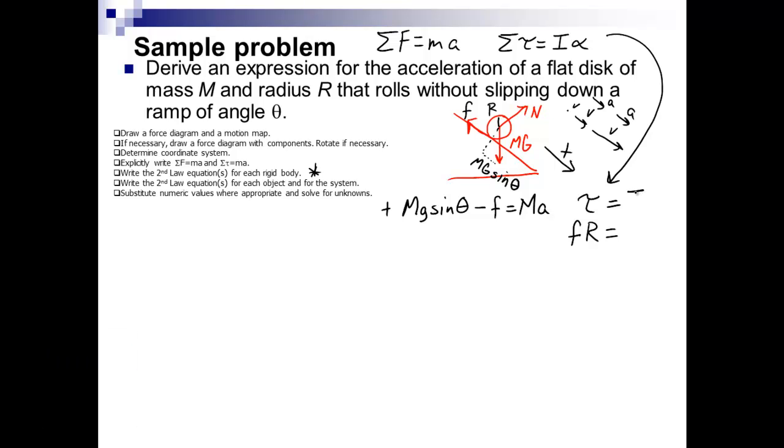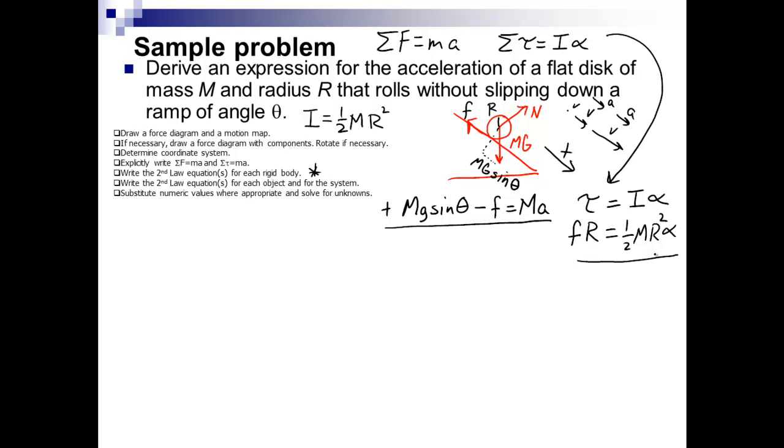So that should be I alpha. In this case, we know that because we've got a disk, I is equal to 1/2 mr squared. So this is going to be 1/2 mr squared alpha. Okay, so here's our equation for the forces, and here's our equation for the torques.